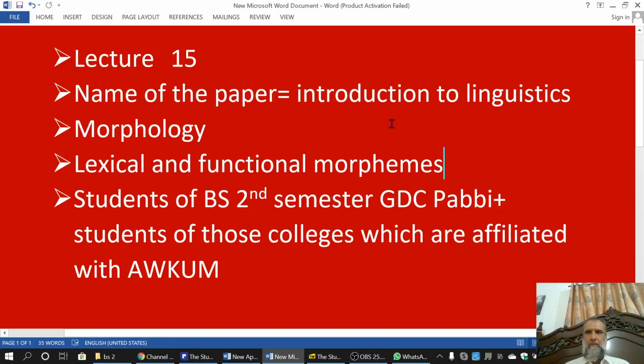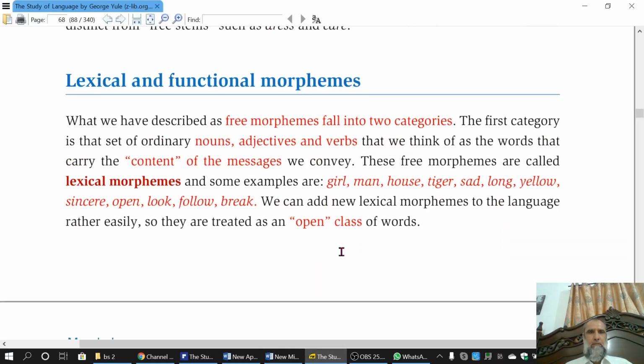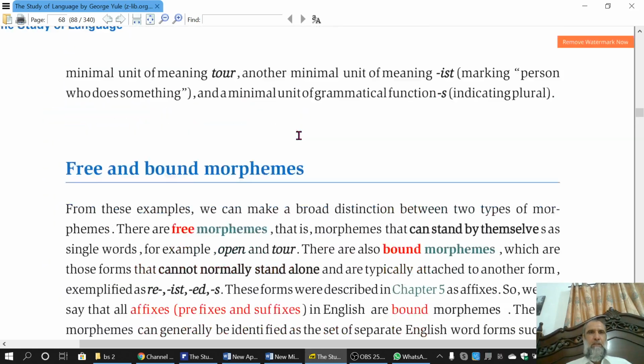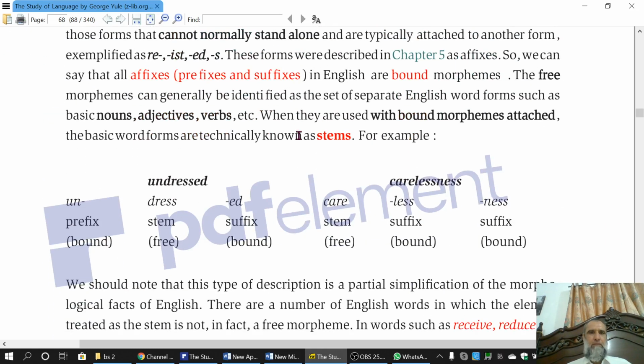The name of the paper is Introduction to Linguistics, the name of the chapter is Morphology, and the topic is Lexical and Functional Morphemes. As you know, we discussed these topics from The Study of Language by George Yule, which is a prescribed book for you. Before the lexical and functional morphemes, we discussed the free and bound morphemes.